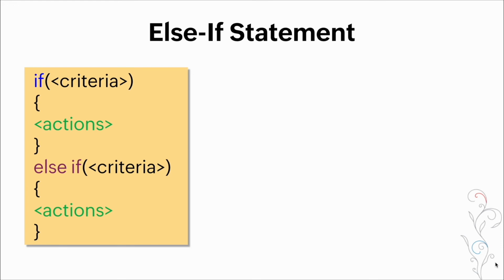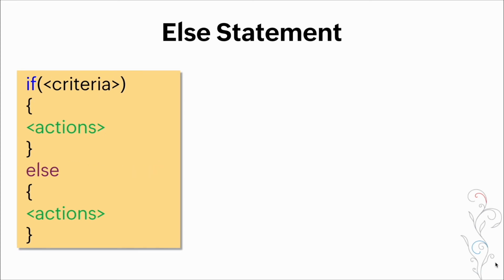The else if statement. This will check if a specific criteria is met, and if so, then a specific action will take place. If it doesn't, it moves on to the next else if statement and checks whether that criteria is met. If it is met, then the specific action is executed, and if not, it moves on.